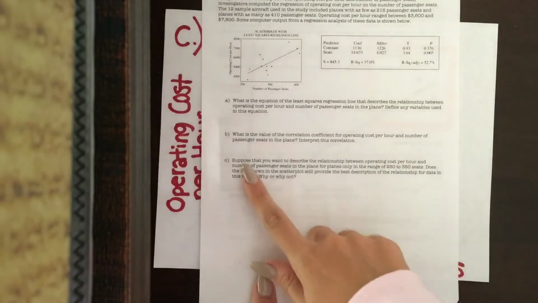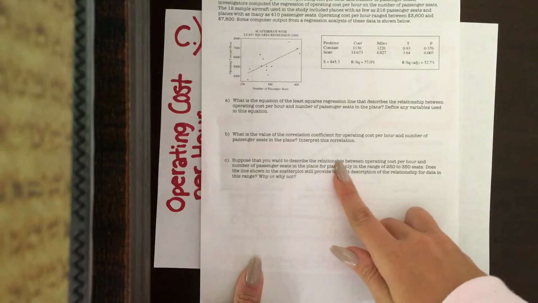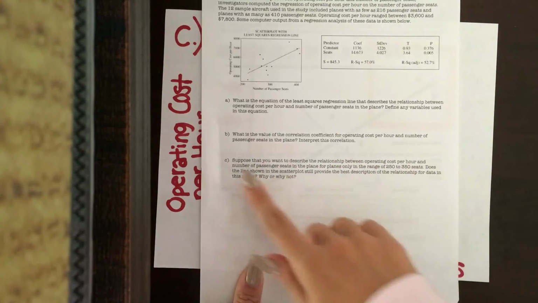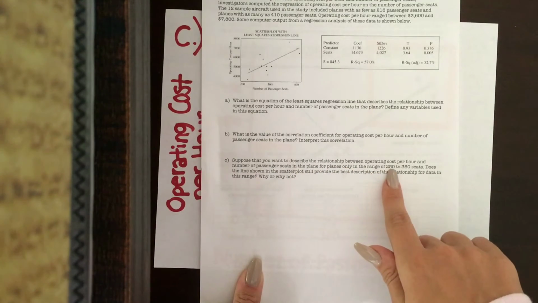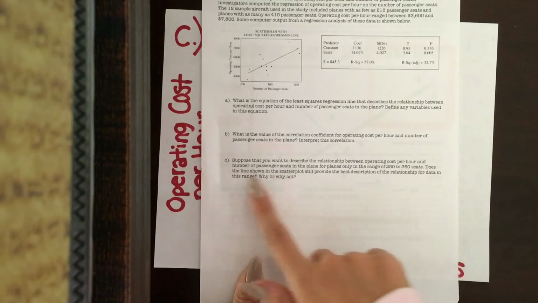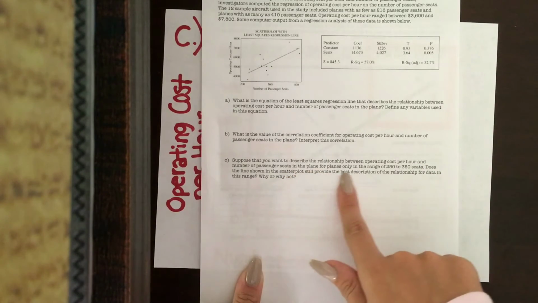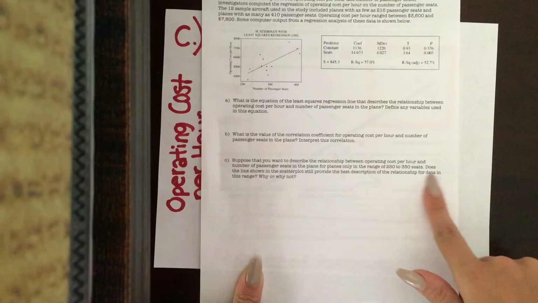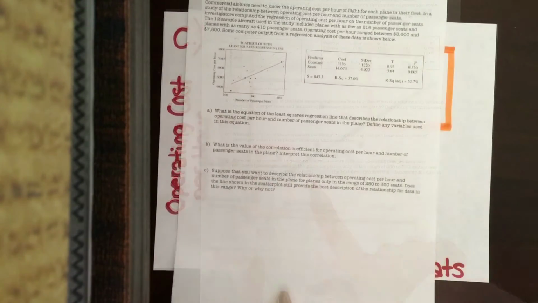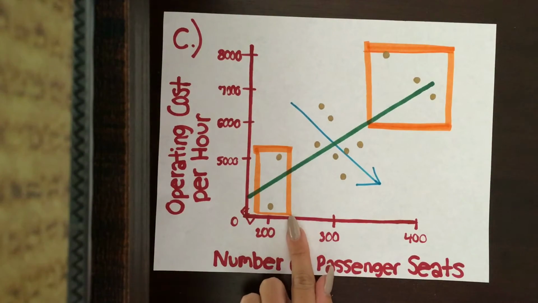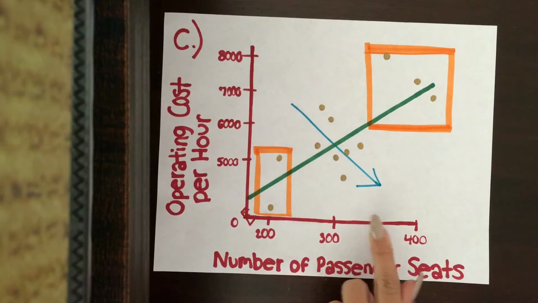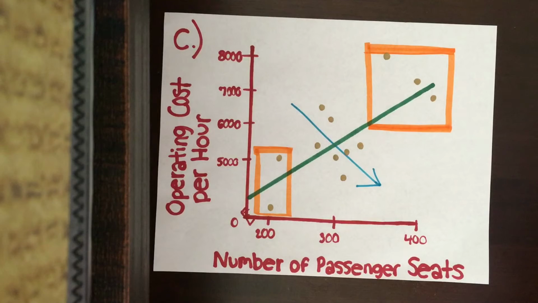Part C asks us, suppose that you want to describe the relationship between operating costs per hour and number of passenger seats in the plane for planes only in the range of 250 to 350 seats. Does the line shown in the scatter plot still provide the best description of the relationship for data in this range? Why or why not? So what part C is asking us is if we were to decrease the range of these points from 250 to 350, would this line still describe the data? And we can answer this question with no.